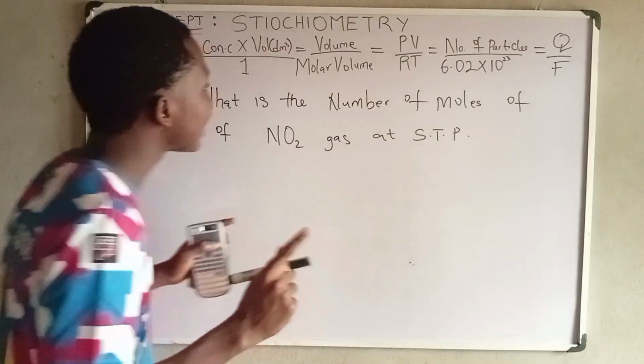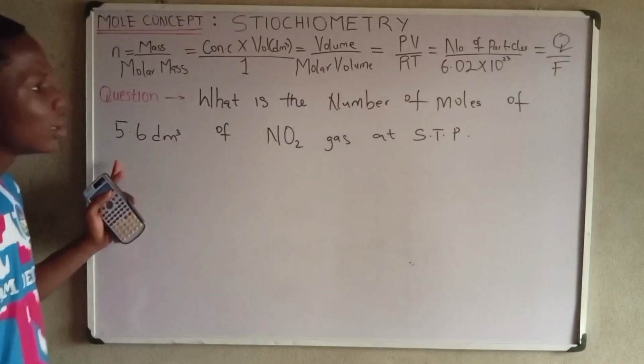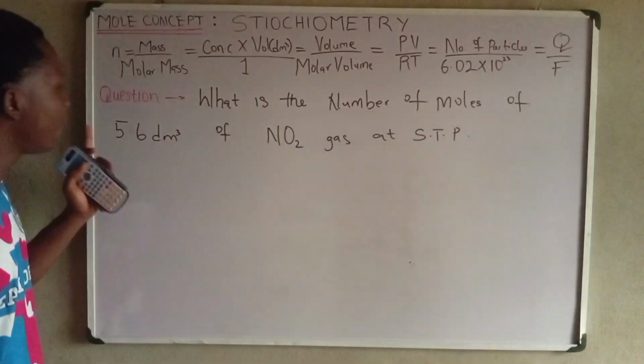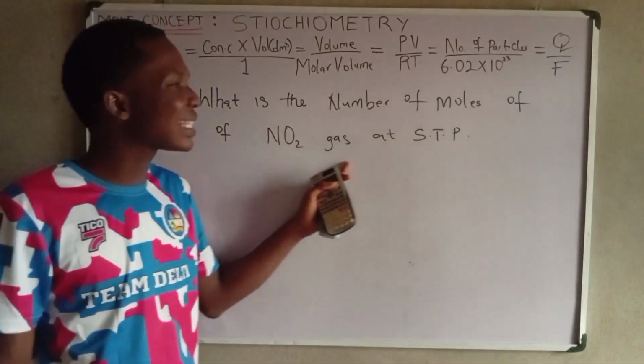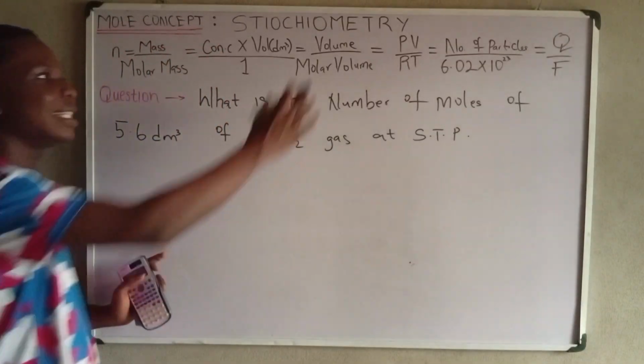Alright, welcome back guys. Now, looking at the question on this formula, we can simply see this question. What is the number of moles of 5.6 dm cube of NO2 gas at STP? Okay, now simply we can apply this formula.